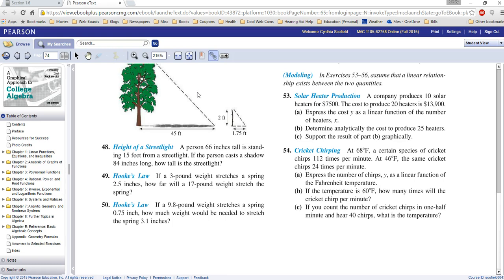So I went ahead and converted everything to inches when I did the problem. And then I saw that the answer key had it in feet, so then I converted it back to feet. So that's what I'm going to do here too. All right, so we're talking about a 66-inch tall person. So this person is 5 foot 6 inches tall, standing 15 feet from a street light. Their shadow is 84 inches long. So their shadow is 7 feet long.